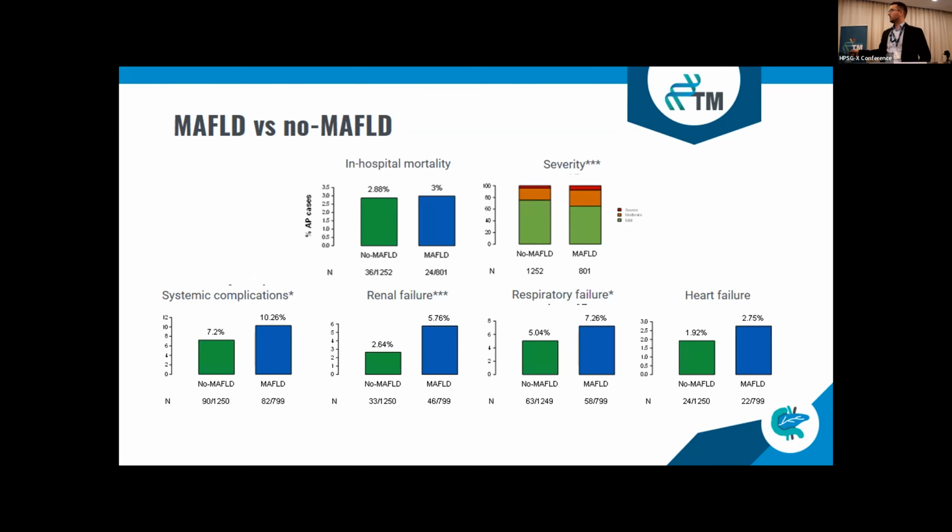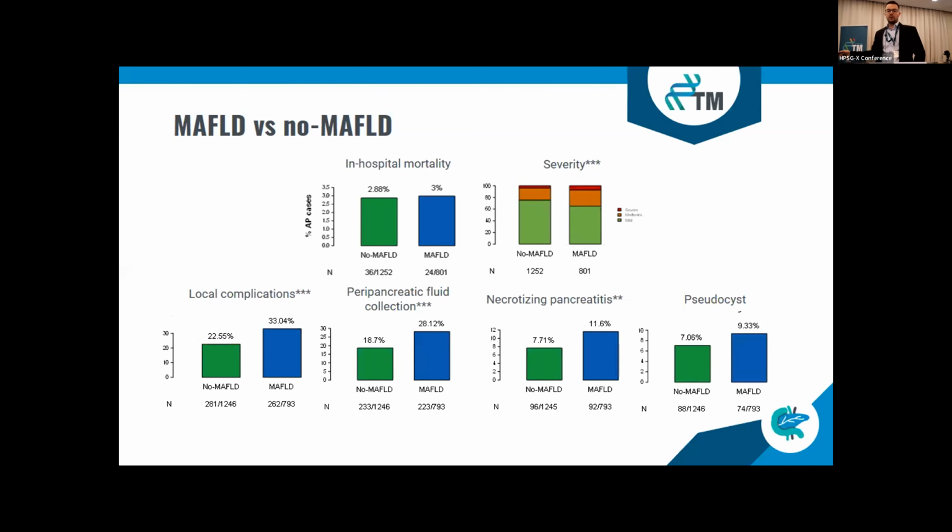Based on our results, we could not find a difference in the in-hospital mortality. But regarding the severity, there was a clear difference between the MAFLD group compared to the non-fatty liver disease group. The moderately severe and severe cases were in a higher proportion in this group. If you look at what caused this difference in severity, we see that the overall systemic complications were higher in the research group. Also renal failure and respiratory failure, but not heart failure, were different between the two groups.